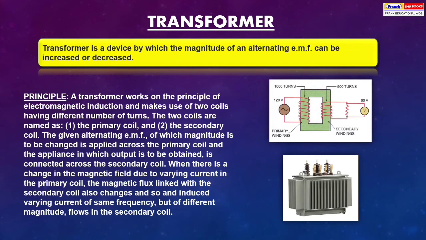When there is a change in the magnetic field due to varying current in the primary coil, the magnetic flux linked with the secondary coil also changes, and so an induced varying current of the same frequency but of different magnitude flows in the secondary coil.